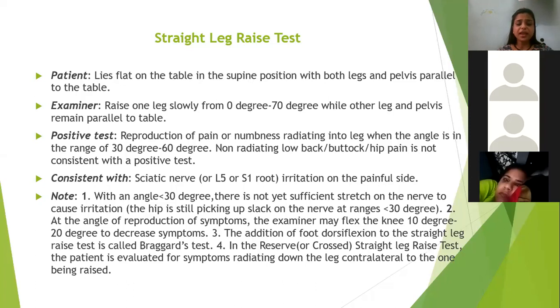So at the reproduction of symptoms, the examiner may flex the knee 10 to 20 degrees if the patient is feeling pain. So you have to flex the knee 10 to 20 degrees, so it releases the symptoms, okay. So we don't over-aggravate the patient's symptoms, okay. And with this, if you add foot dorsiflexion, then it is called Bragard's test, okay.